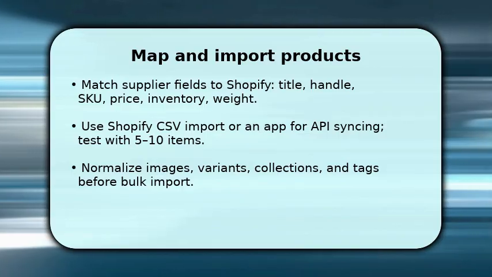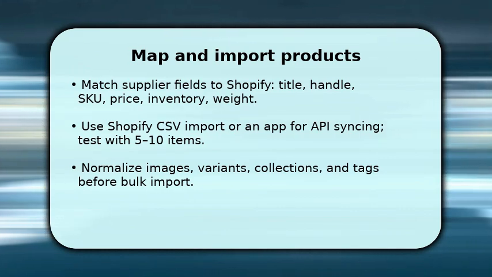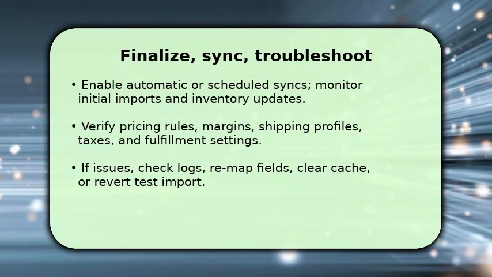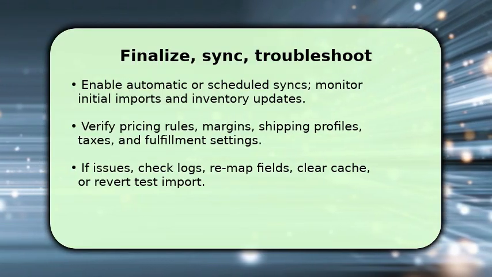Once done, test with 5 to 10 representative products to catch variant and image path issues. Make sure to normalize image URLs and variant options so Shopify displays correctly and inventory updates are reliable during the sync. You finish by enabling scheduled or automated syncing so inventory and price changes flow from the supplier into Shopify.